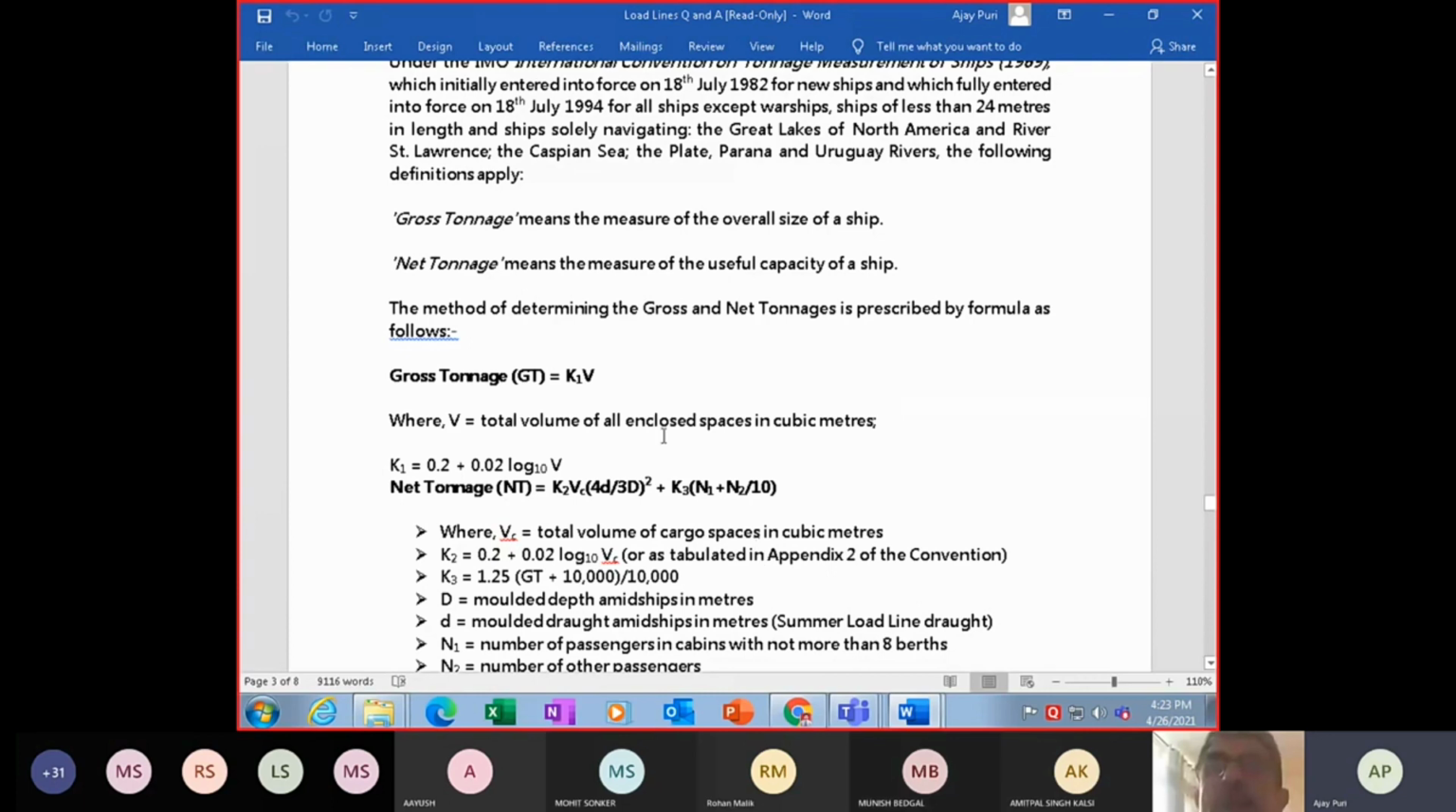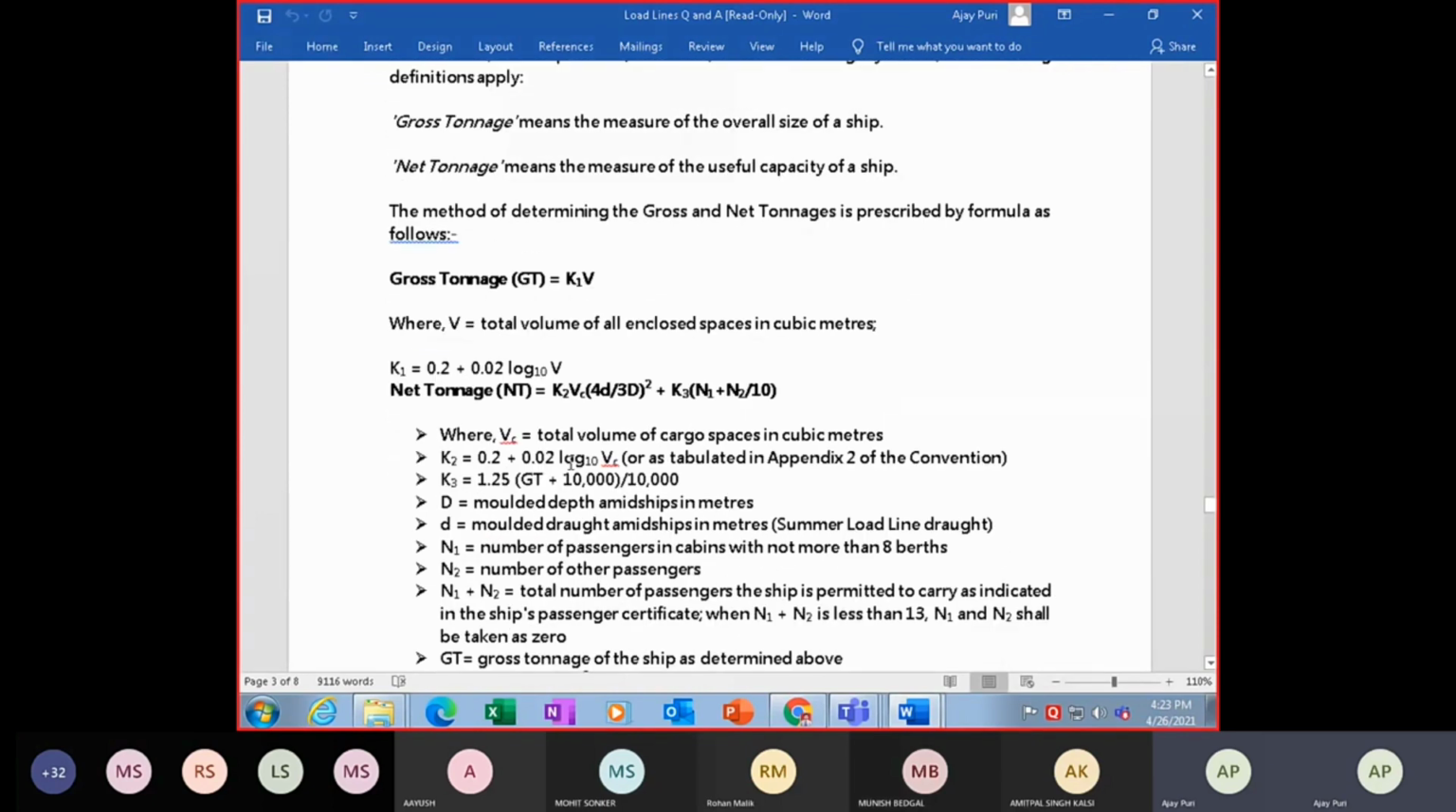Gross tonnage में पूरा लिखना पड़ेगा terms. क्या है ये K1, what is NT, what is K2, ये सारा कुछ लिखना पड़ेगा. You can't just write a formula and हो गया, उससे कुछ मिलेगा नहीं. तो just be careful क्या लिखना है और क्या नहीं लिखना. लोग क्या करते हैं, वो एक लाइन लिख दे तो हो गया, ऐसे नहीं होगा. So K1 is equal to 0.2 plus 0.02 log to base 10 into V, whereas net tonnage is equal to K2 VC.